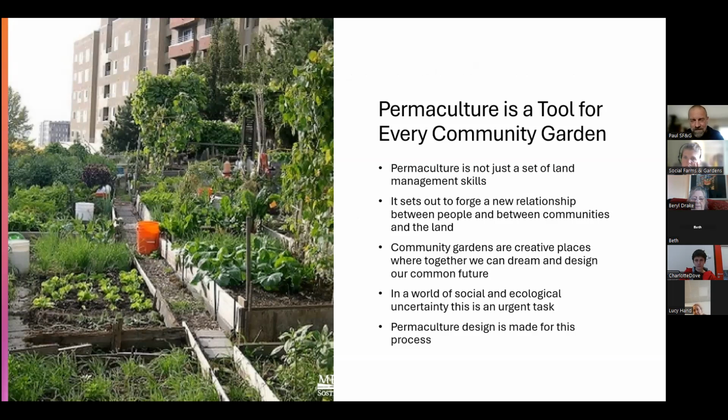And I think that is the point I would most like to get across in conclusion. This is the last slide. That when we come together and we design, intentionally design, rather than bumbling through, if you like, with good intentions but without design, we begin to build those communities in a democratic way, in a way that respects everyone's voice, in a way that aims self-consciously to meet everyone's needs. And this is really important in a world of social and ecological uncertainty, an urgent task, in my opinion, in terms of food production. And permaculture design is made for this.